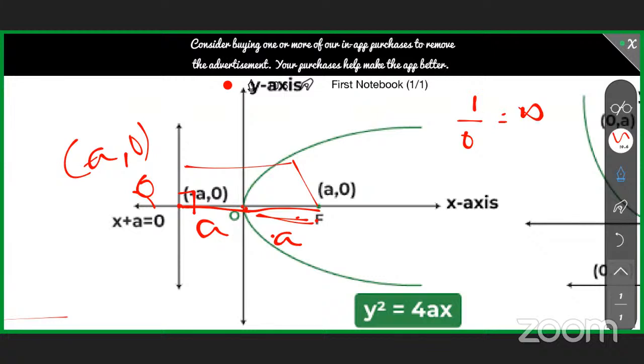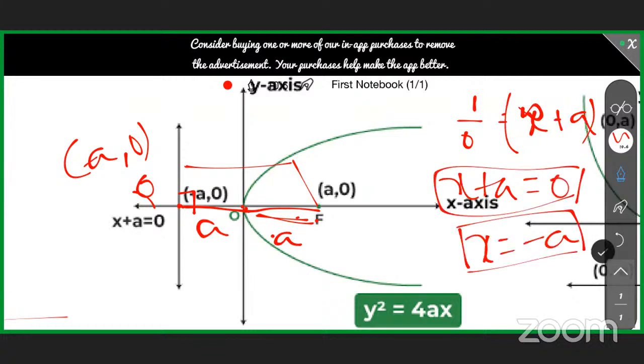So if I put this value in the equation y minus y1 is equal to m into x minus x1, and cross multiply, this 0 with y means y will become 0. 1 into x minus x1, where the value is minus a, this will become plus a. So x plus a is equal to 0 is the equation of the directrix, or simply write it as x is equal to minus a. Do you understand, dear students?